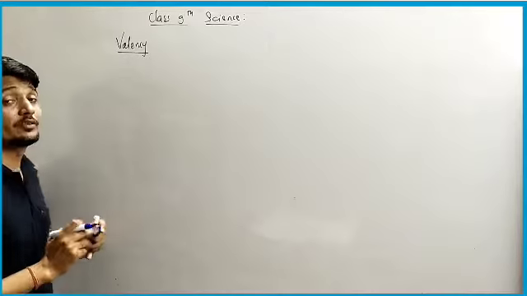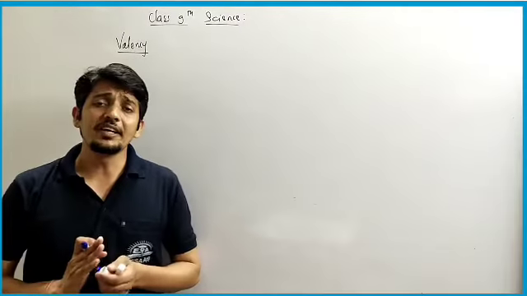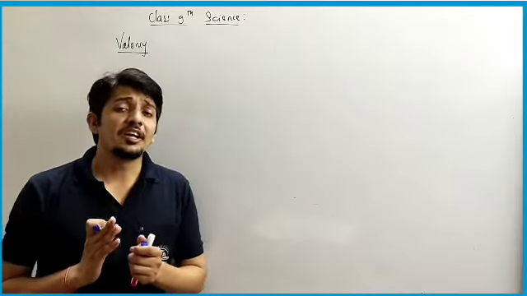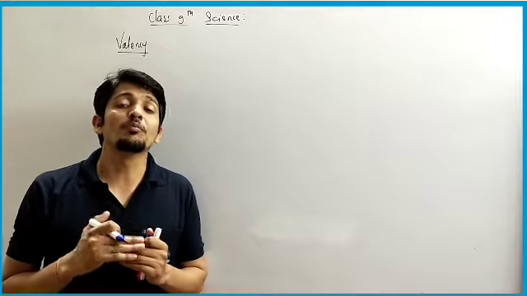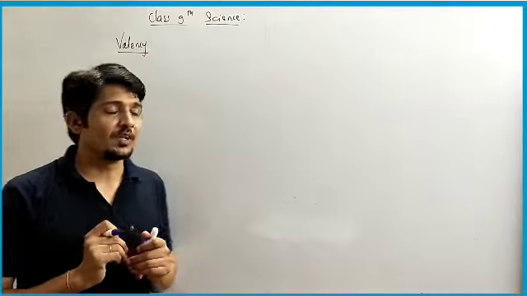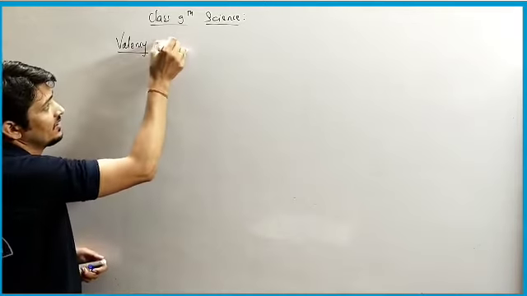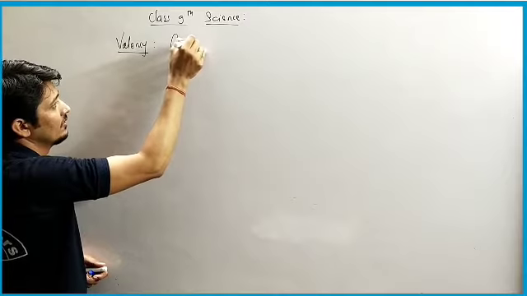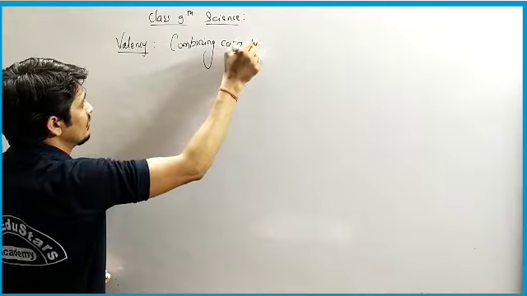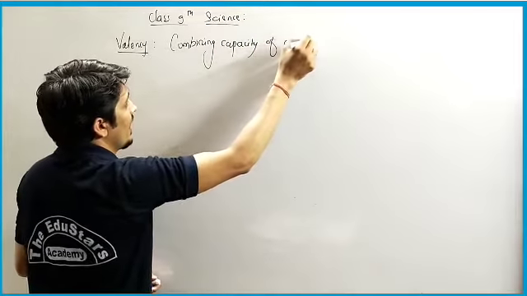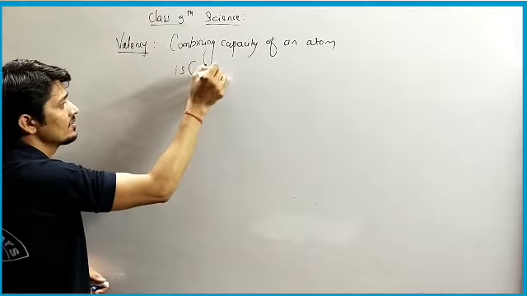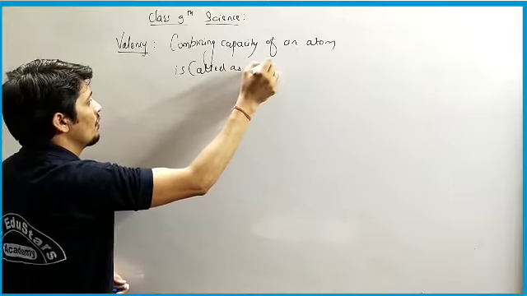Okay, so what is valency basically? Valency is the combining capacity of an element. That means the element which is going to form a bond with other atoms is nothing but its valency. So what is valency? It is the combining capacity of an atom, called its valency.